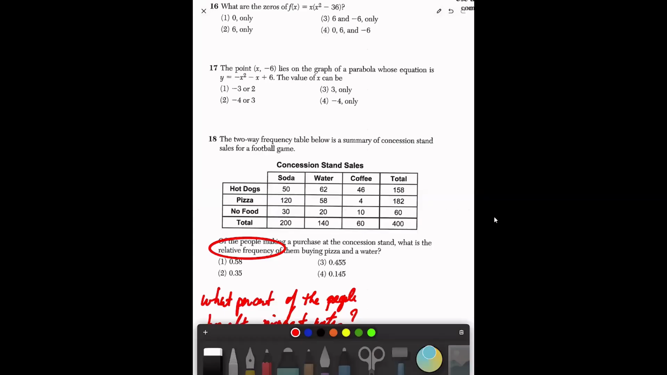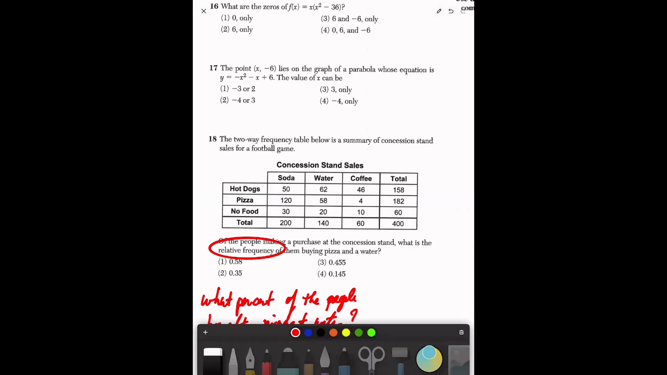Hey guys, this is Mr. H. I am going to do question number 18 from the January 2026 Algebra 1 Regents exam. And this one is a little unique. The way they phrase this and some of the terminology that they're using is a little different than what they normally do.